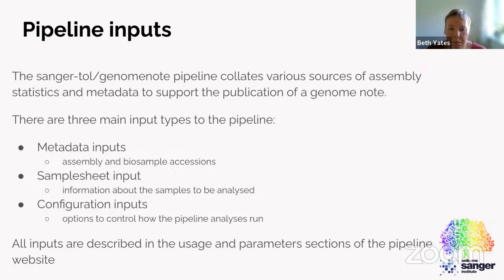There's a sample sheet input, where you give a list of all the samples that we want to analyze for the assembly, and some basic configuration inputs, which are options to control how the pipeline analyses run. For example, there may be some steps within the pipeline that we don't want to run, or a step that needs a bit more memory for a certain genome. But all of the inputs and their usage are described on the pipeline website.